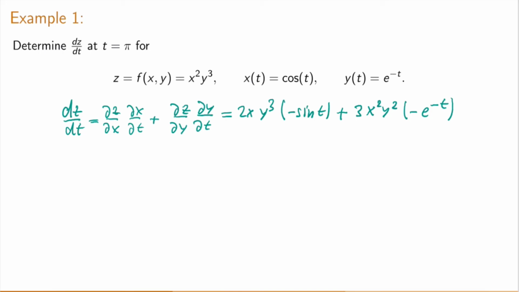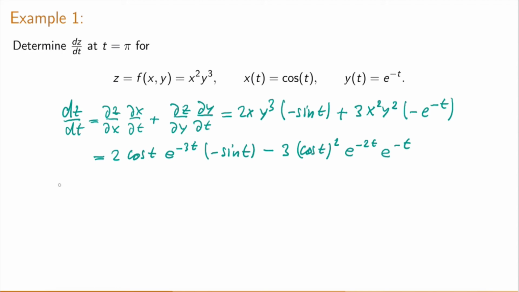Now I would like to write this as a general function in t, so then replacing x and y wherever I can. So then this is 2 times x, and x is cosine t. Y cubed, this would be e to the minus 3t. And then we keep the minus sine t. And here we get a minus sign, so minus 3, x would be cosine of t all squared. Y would be e to the minus 2t, and then we keep an e to the minus t from the bracket. And now we can sub in the time value.